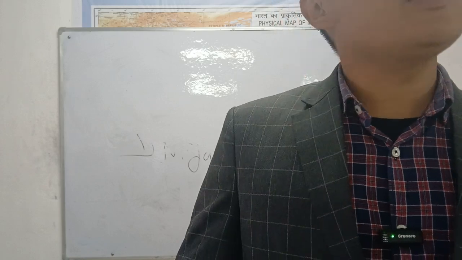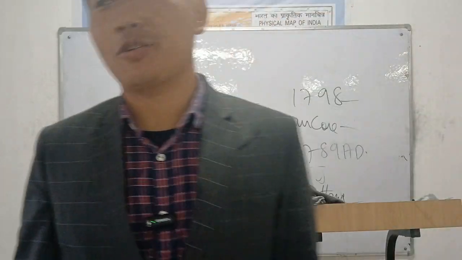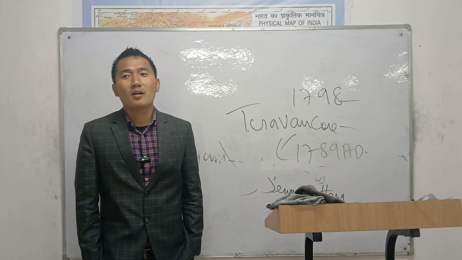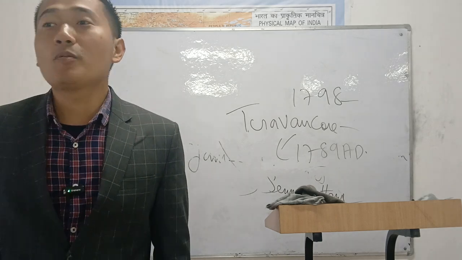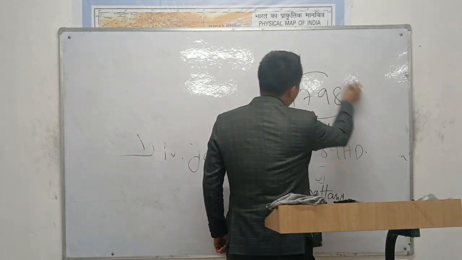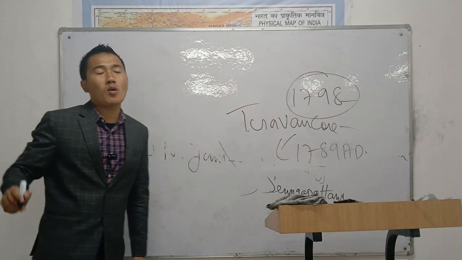That's the reason he took the help of the French. He recruited some French soldiers. This is the immediate cause of the war. Tipu Sultan took the help of the French and recruited some soldiers with their help. Because of this reason, in the year 1798, the Fourth Anglo-Mysore War happened.